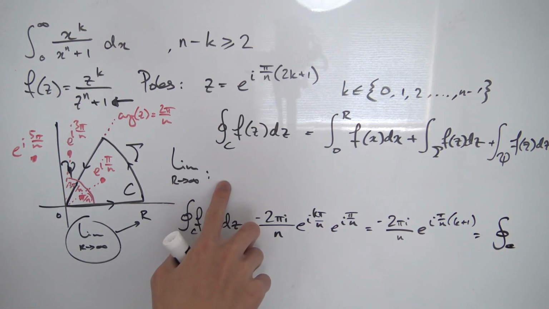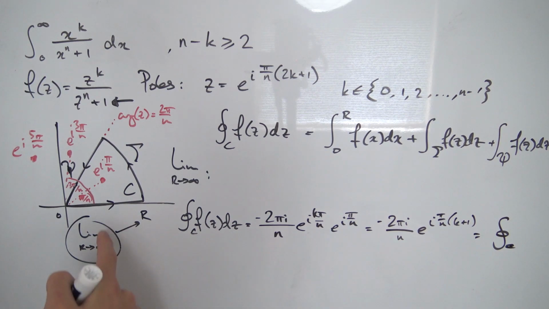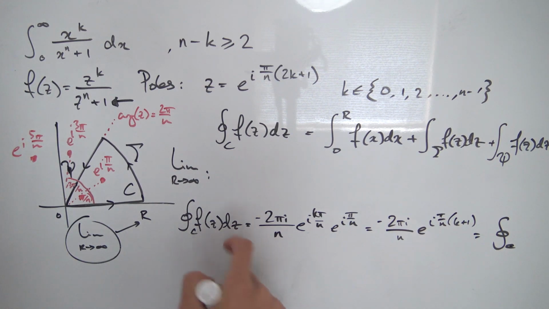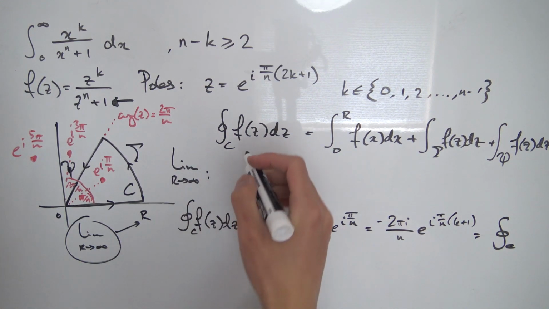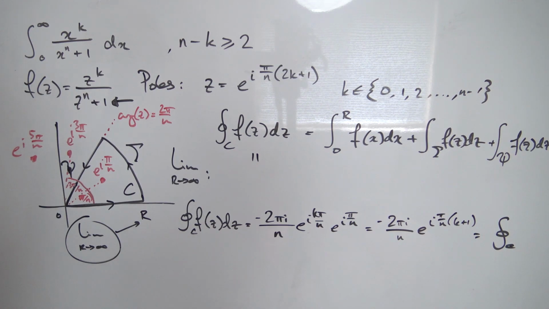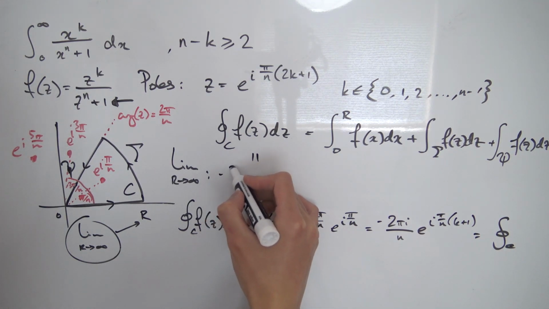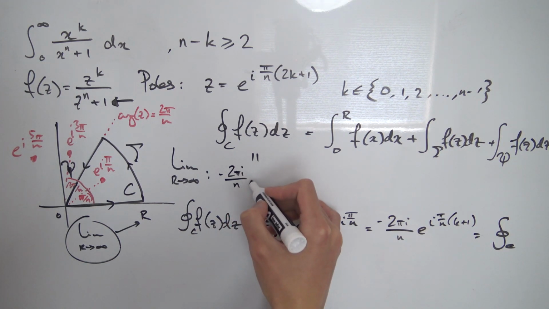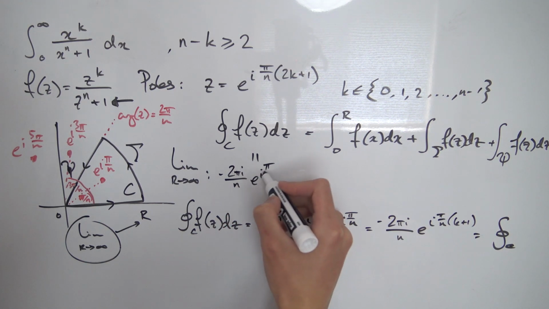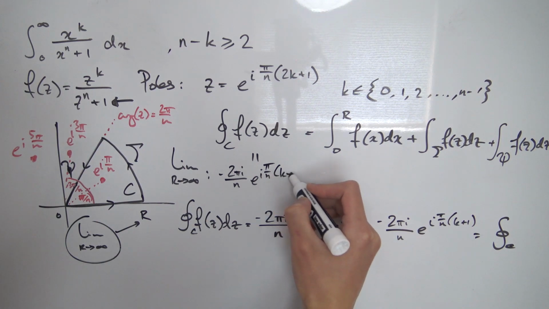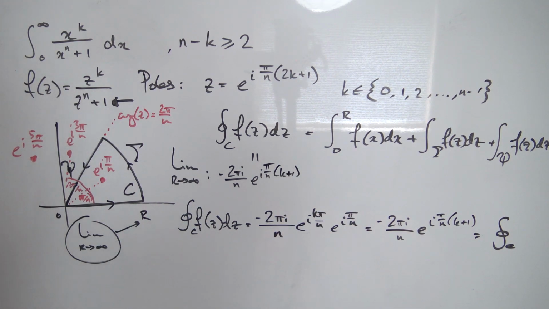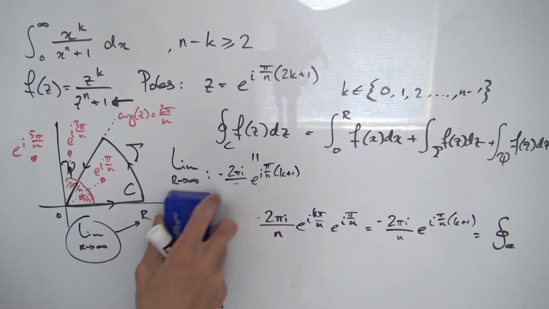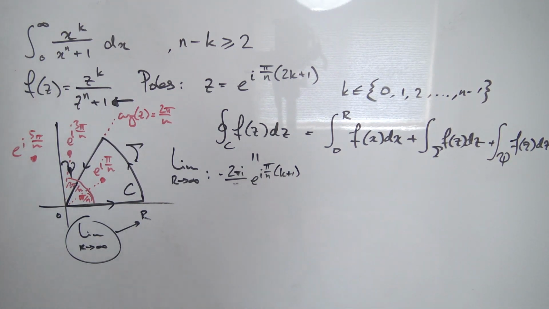So in the limit, as R approaches infinity, this contour will still enclose this pole. So the value of the contour doesn't change. So in the limit as our R approaches infinity, this integral becomes exactly this value right here. So minus 2 pi i over n times e to the i pi over n times k plus 1, like so. Alright, very nice. So that's our first integral evaluated.